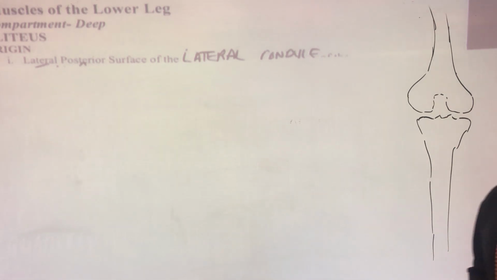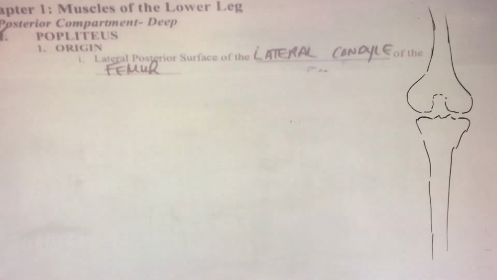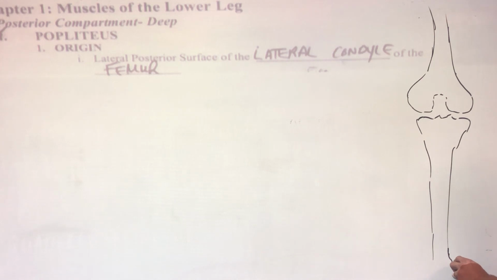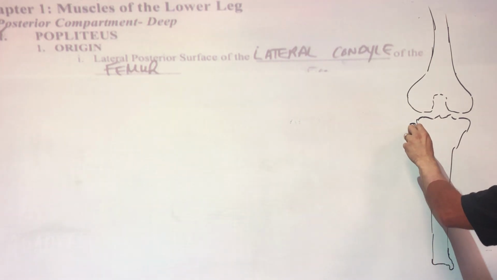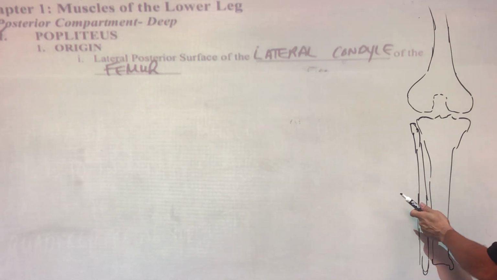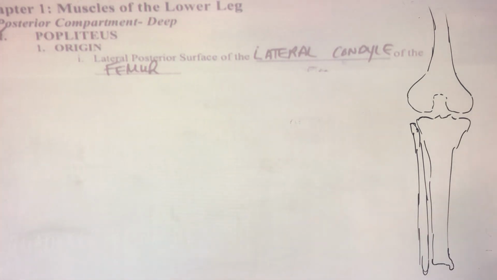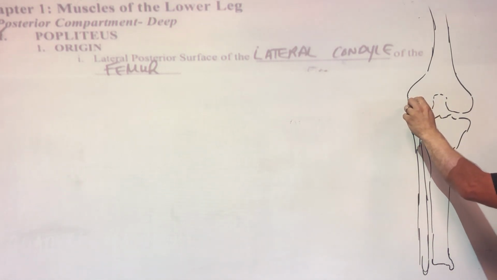All right, so the lateral posterior surface of the lateral condyle of the femur. If we were to draw this, there's the fibula. So we know this is the lateral side. So lateral posterior surface of the lateral condyle of the femur.